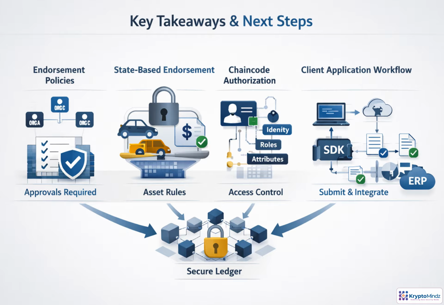The core idea is governance made enforceable. Endorsement policies decide whose approval is required. State-based endorsement protects specific assets, and chaincode authorization controls who can act. Next, we connect these rules to real applications, using SDKs and gateway flows to submit transactions, gather endorsements, and integrate with enterprise systems.